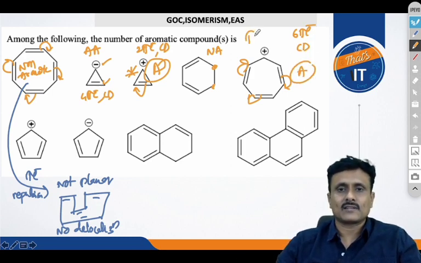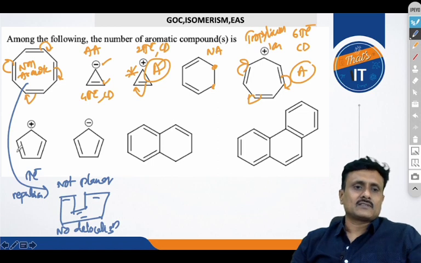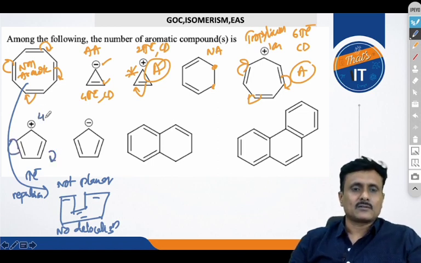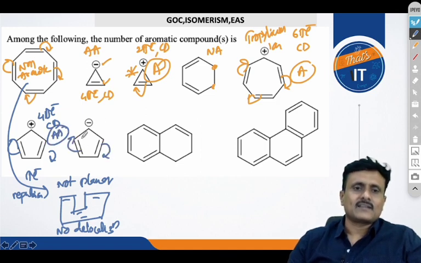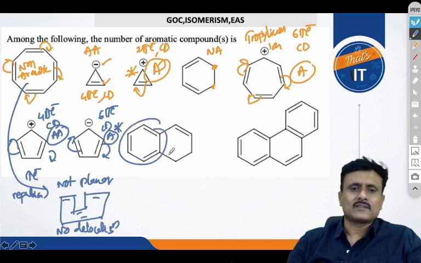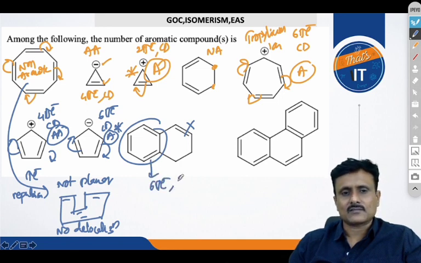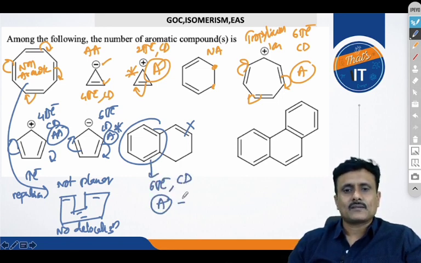Tropylium ion. What is the name of this compound? Tropylium ion. Aromatic. Now you can see this has 4 pi electrons, cyclic delocalization, anti-aromatic. Cyclopentadienyl anion, 6 pi electrons, cyclic delocalization, aromatic. You can see benzene, irrespective of this, cyclic delocalization is there for 6 pi electrons, aromatic.